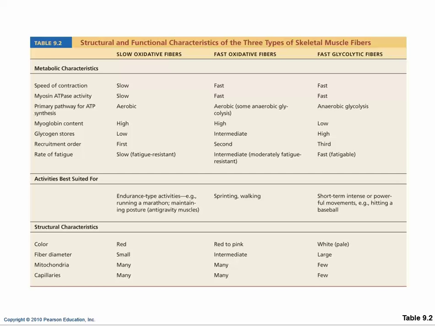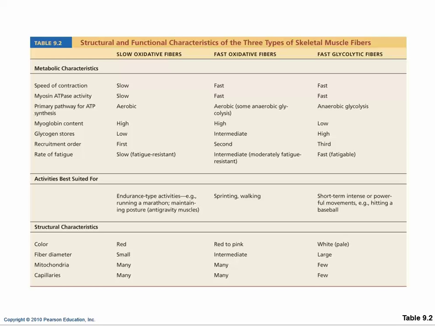And there's lots of mitochondria, and there's lots of blood supply because mitochondria make the ATP aerobically, and the capillaries deliver the oxygen and the glucose that's needed. They don't need to store glucose.